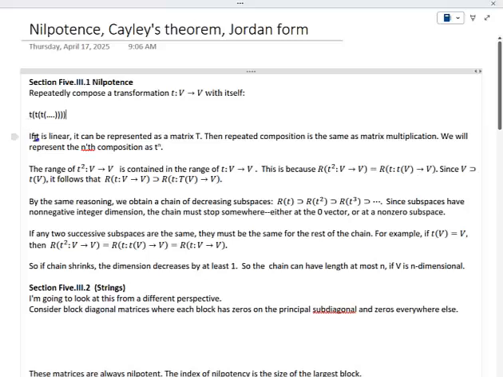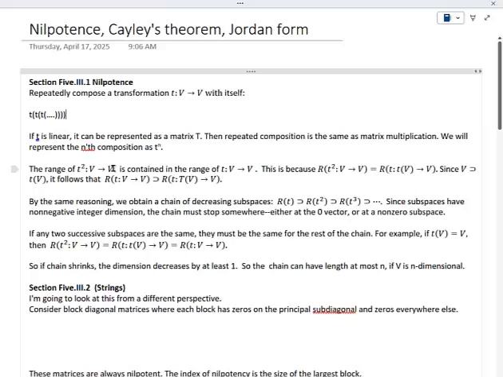Now, if T is a linear transformation, it can be represented as a matrix, which I'll use big T to represent. Then this repeated composition is the same as matrix multiplication. We've seen that before. Nice feature of matrix representation of linear transformations. So let me represent the nth composition as T to the n. So say T cubed is T of T of T. And that's a mapping from the vector space V to V.